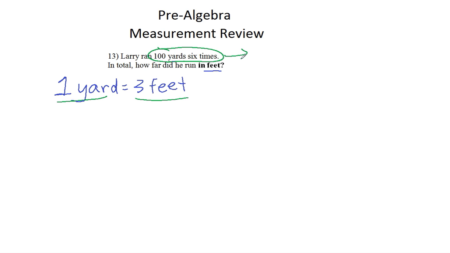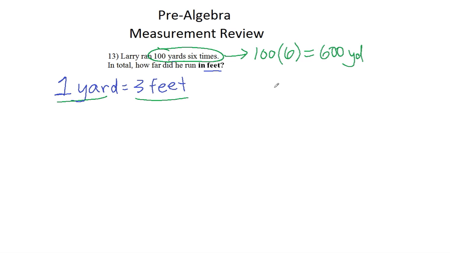So he runs 100 yards, but he doesn't just do it once, he does it 6 times total. So what was the total length that he ran? Well, we could do 100 yards times 6. So he really ran 600 yards. Okay, so that's what I'm going to use. I'm going to convert 600 yards to feet.